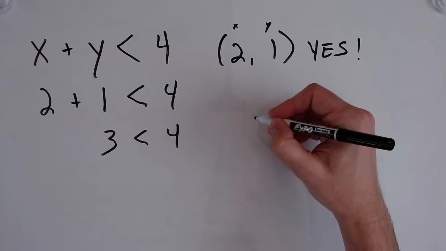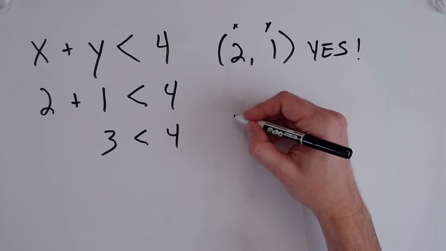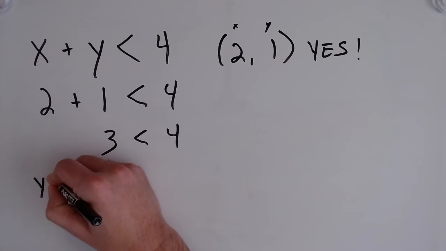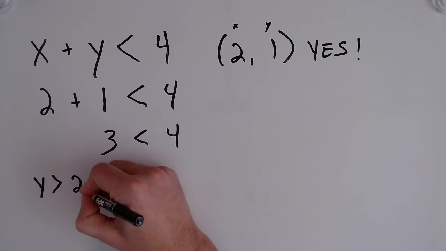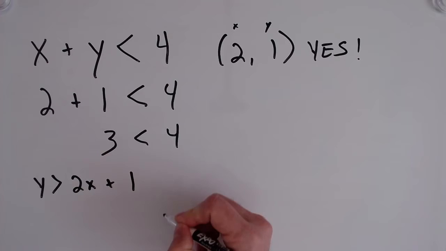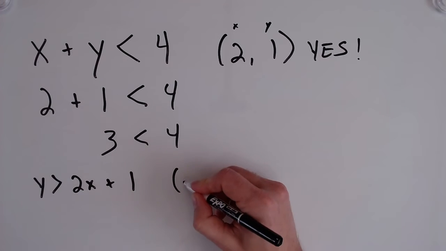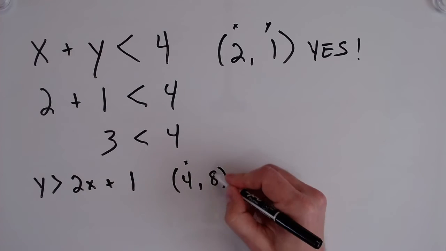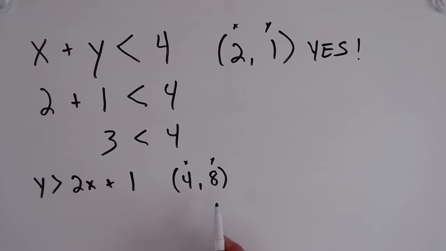We're going to squeeze in one more right over here. Well, let's just try to squeeze it in down here if we can. And we're going to say y is greater than 2x plus 1. And the ordered pair that we're going to check is (4, 8). Again, 4 would be x, 8 would be y. So let's just substitute in here.